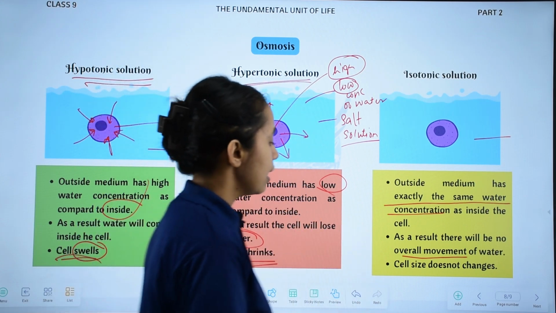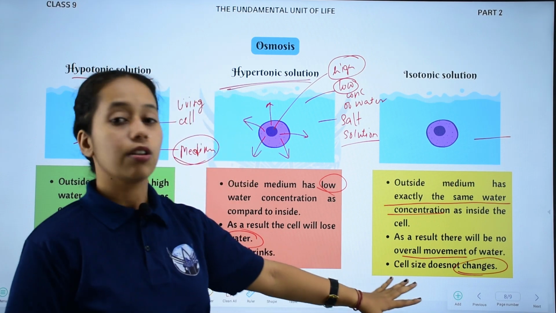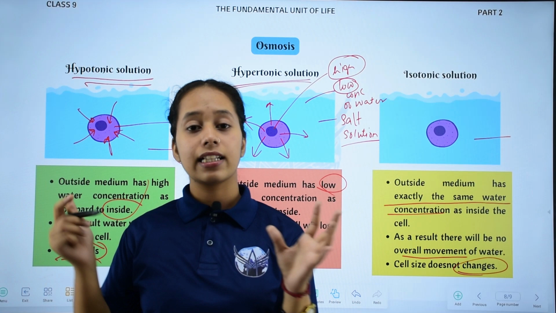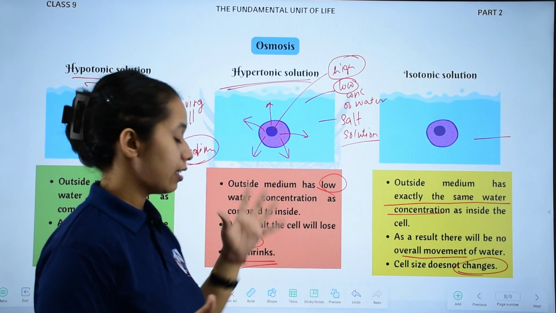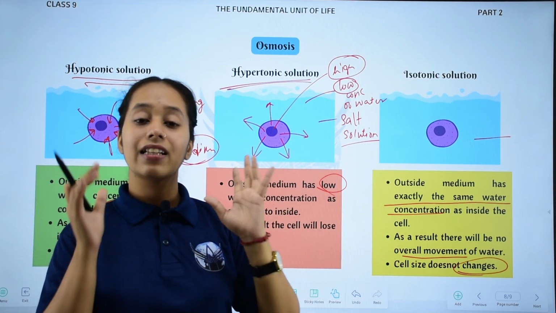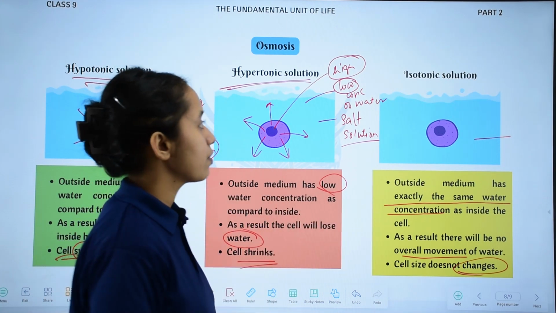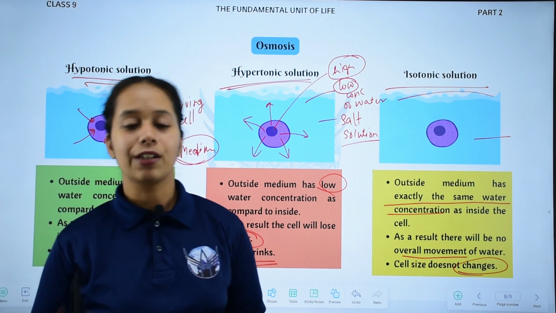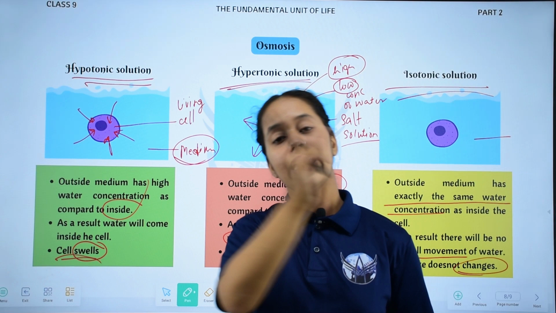And in such cases, the cell size will not change. In the first case, the cell swelled up. In the second case, the cell shrinks. But in the third case, the cell size and the cell shape will remain the same, will remain constant. And this type of solution is known as isotonic solution. Are you clear with this? Okay. So hypotonic, hypertonic and isotonic.